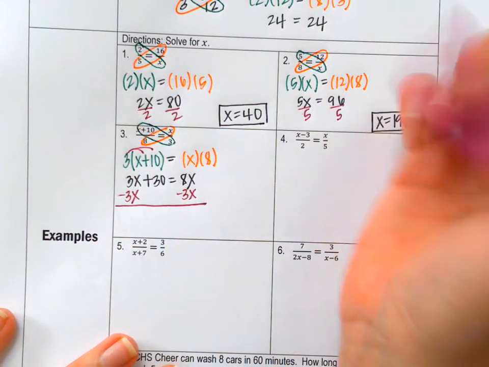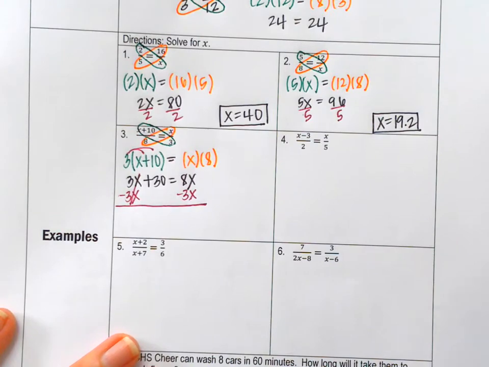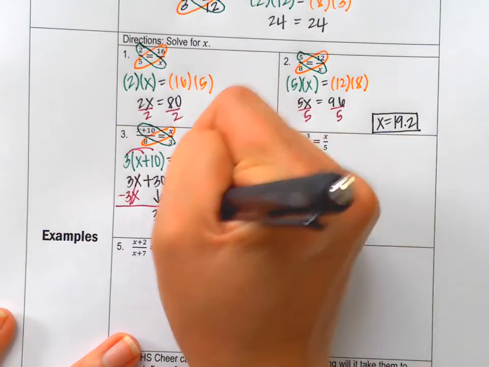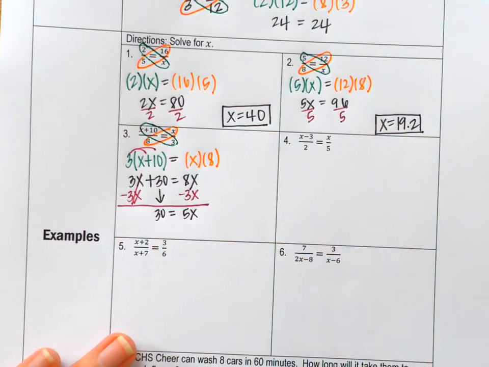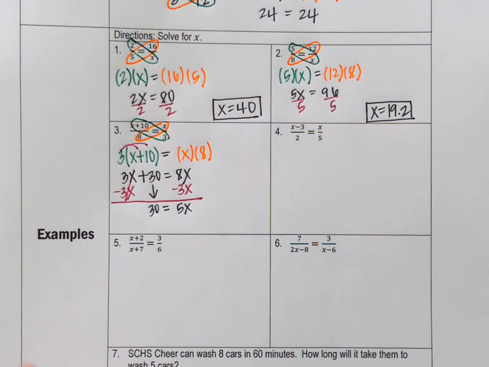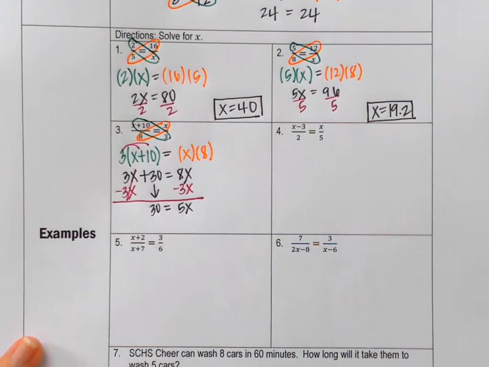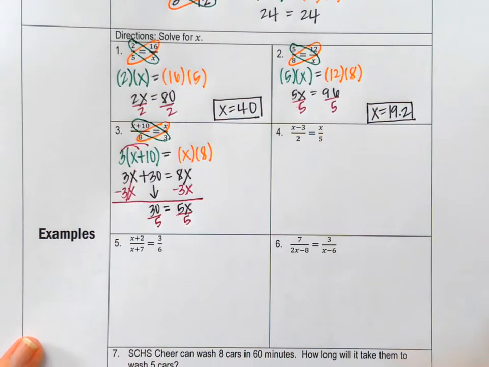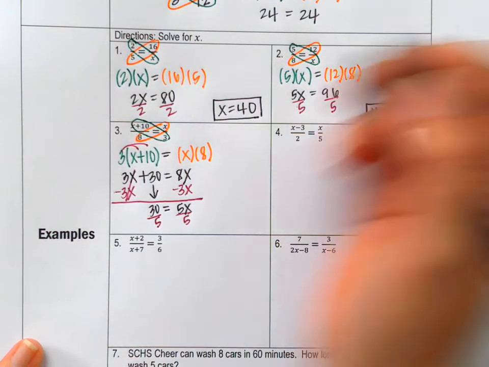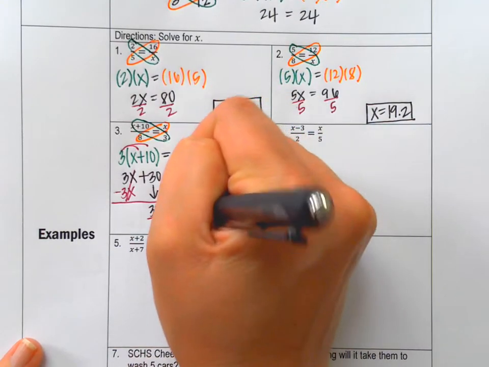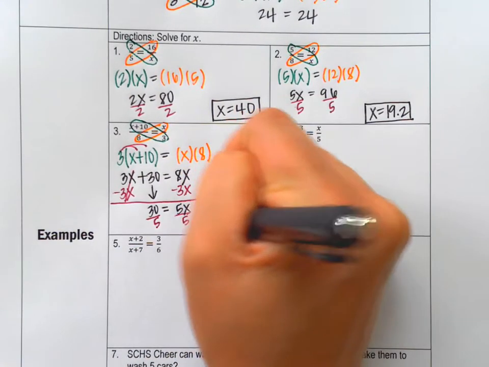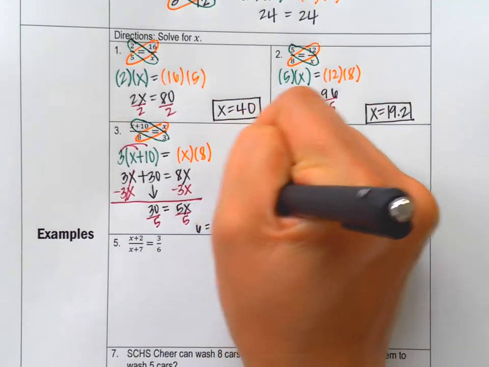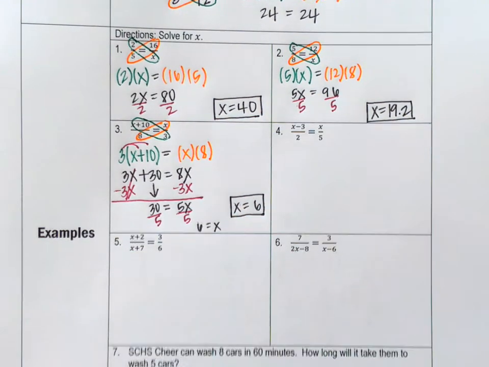3x minus 3x is 0. 30 comes down. 8x minus 3x is 5x. Last step, how do we get x all by itself? We divide both sides by 5. 30 divided by 5 is 6. 5 divided by 5 is 1x. And then, of course, we can write it as just x equals 6. 6 equals x, x equals 6, same thing, right?